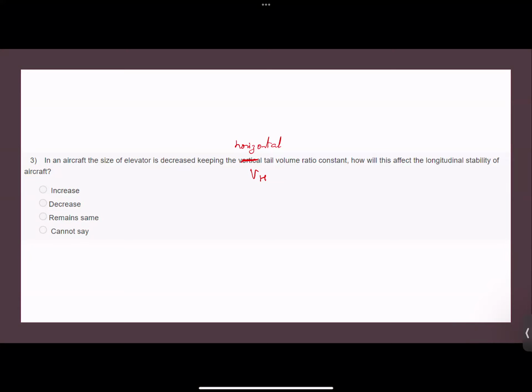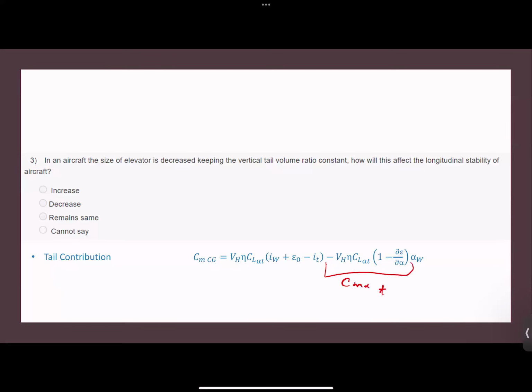Remains same. So it remains same. This was the tail contribution equation, and you just have to look at this part. So this is your CM alpha contribution of the tail, which is the only term that contributes towards stability. Here, the size of the elevator does not feature anywhere in the equation. So nothing to do with the control surface affects the stability.